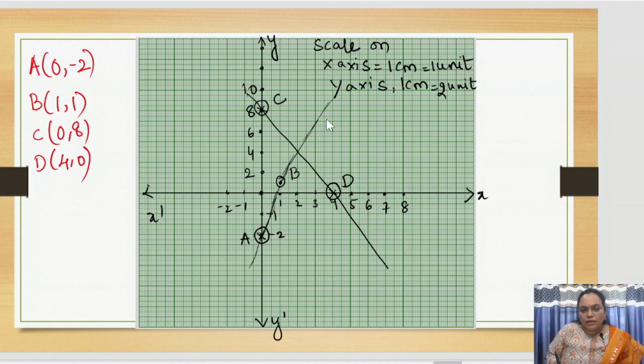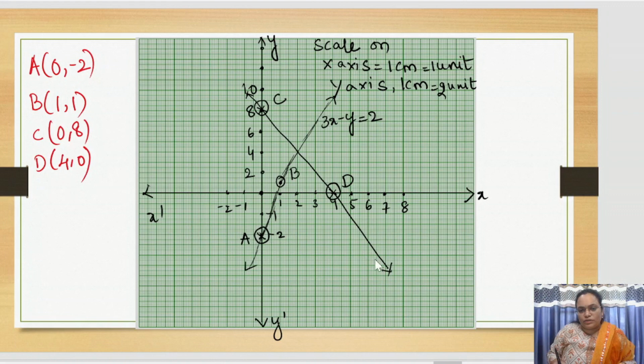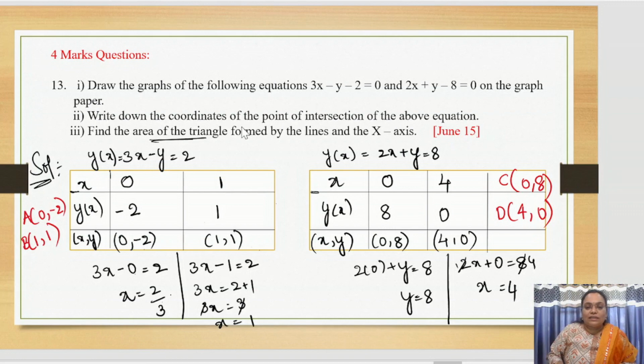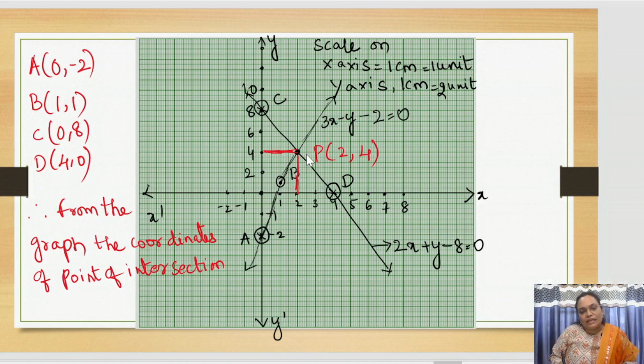This is the line 3x minus y is equals to 2. The second equation is 2x plus y minus 8 is equals to 0. So, the second question is, write down the coordinates of the point of intersection. So, here the point of intersection P is 2, 4. Okay. This is 4 and this is 2. So, from the graph we can say that the point of intersection P is 2, 4. Okay. This is the point of intersection.